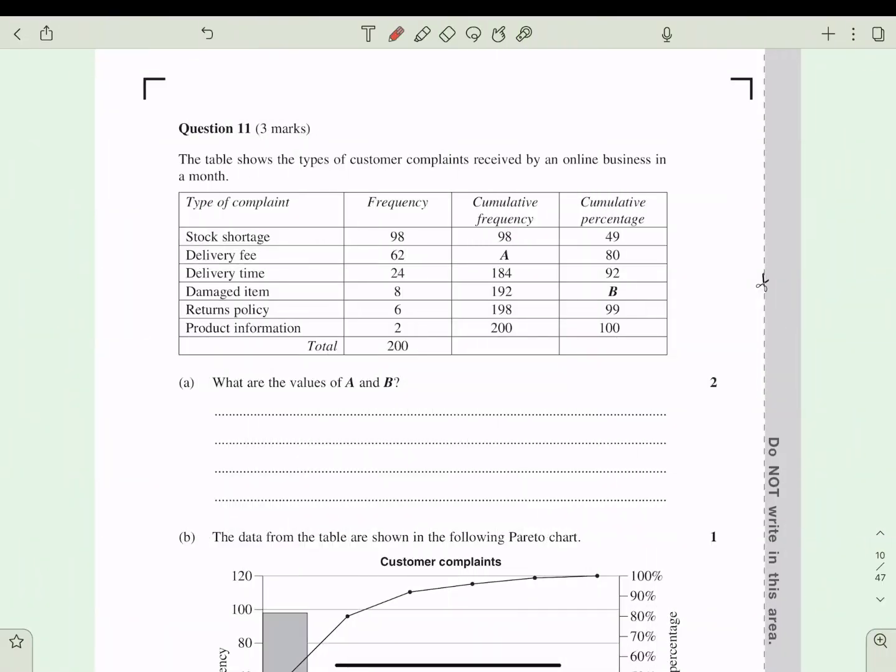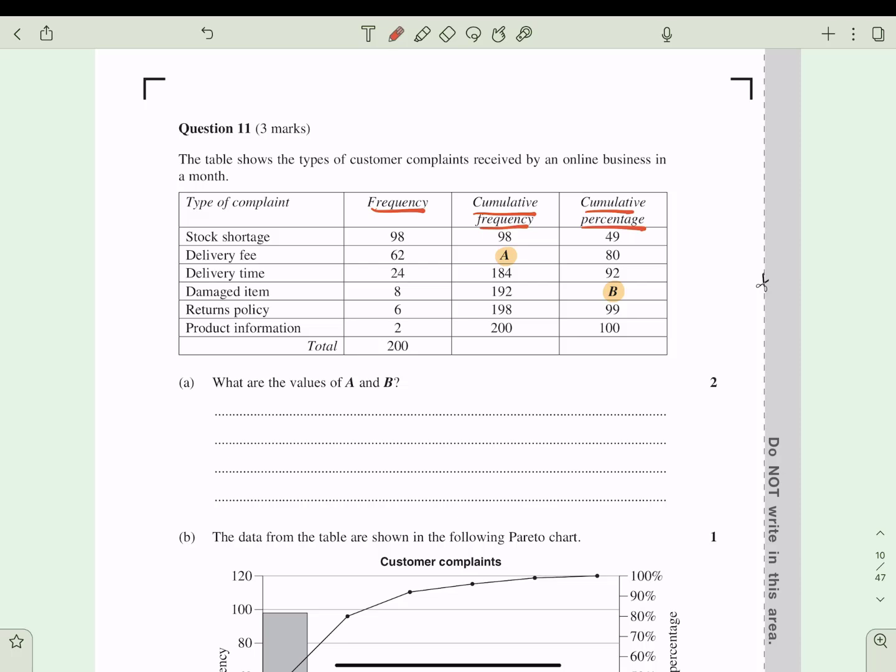Now starting off with short answers. So here we have question 11. The table shows the type of customer complaints received by an online business in a month. And here we have a table where we have frequency, cumulative frequency, and cumulative percentage. What are the values of A and B? If we look closely, we can see that A is underneath cumulative frequency and B is underneath cumulative percentage.